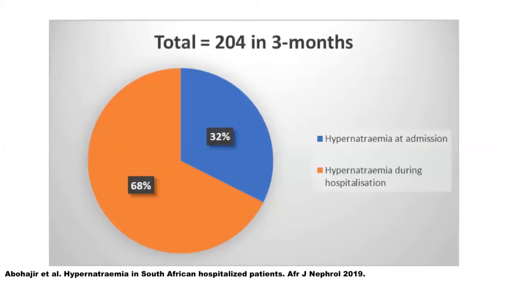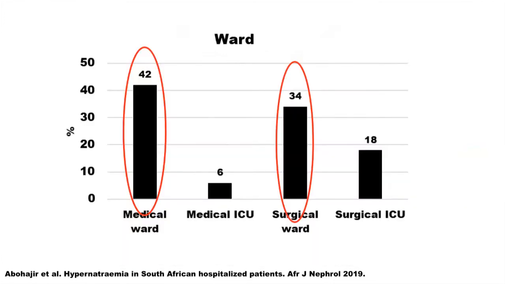Now, over that 3-month period, it was interesting that most of the patients that had hypernatremia actually developed hypernatremia during hospitalization, with only a third of the admissions actually having hypernatremia at the time of admission. So it seems that hypernatremia is mainly a condition that develops in hospitalized patients. And I will get to the causes later.